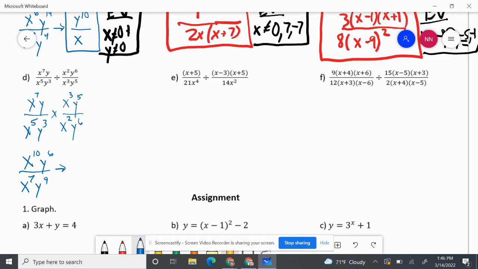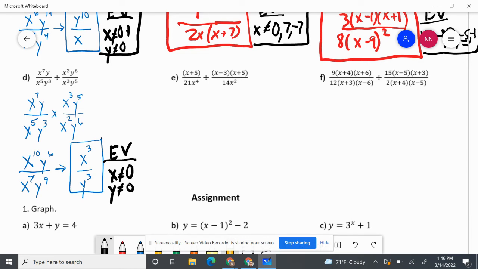We're going to see if there's more x's on top or on the bottom. And we see that there's 3 more on the top. We see that there are 3 more y's in the denominator. Now, the next thing that we're going to do is state the excluded values. Since it's a monomial, monomials are really nice. So x cannot equal 0 and y cannot equal 0.